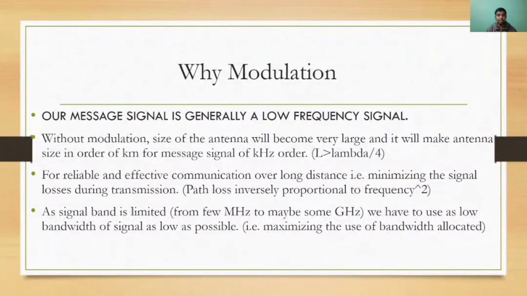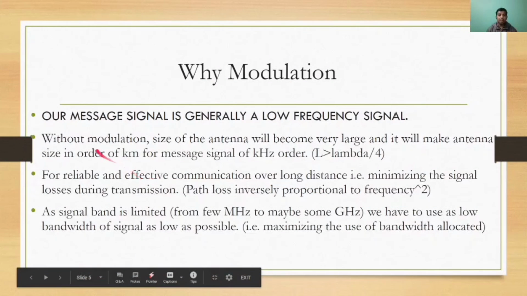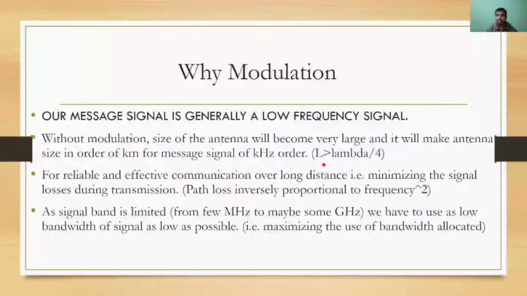So first, before going to what modulation is and what its types and techniques are, we will discuss the main thing, why we require modulation. Our message signal is generally a low frequency signal. There is a relation between the length of the antenna and the wavelength of the signal: L should be greater than lambda by 4. Since our message signal is low frequency, it corresponds to a high lambda, and high lambda corresponds to a large antenna length. To make the antenna size of the order of a kilometer for a message signal of the order of kilohertz is quite impractical. So we need modulation. Modulation eliminates this problem.